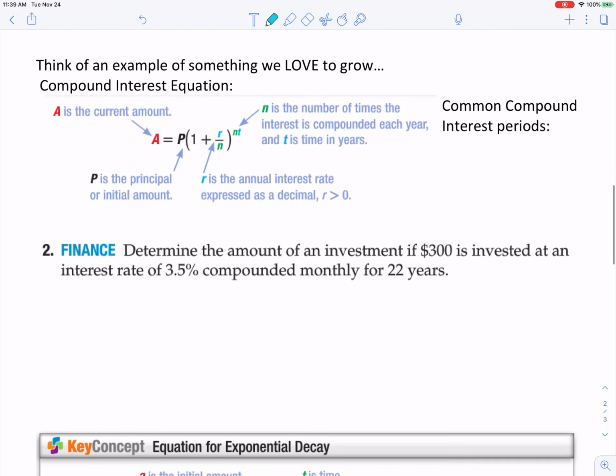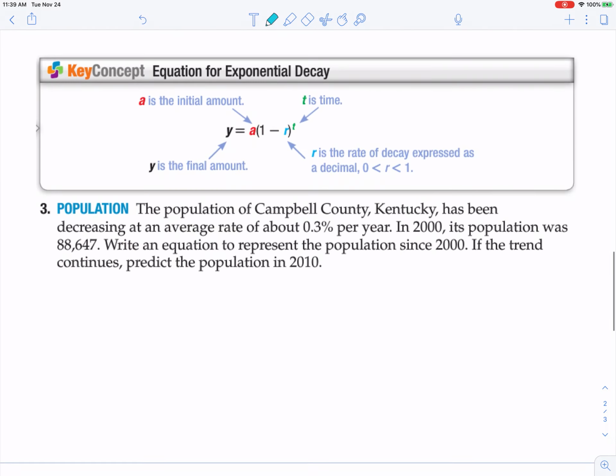We're going to skip that one for now and move to exponential decay. That one was growth, meaning something was growing. Decay means it's getting smaller. You'll notice there's only one difference in the formulas, and it's this minus sign. So the example otherwise is going to work the exact same.